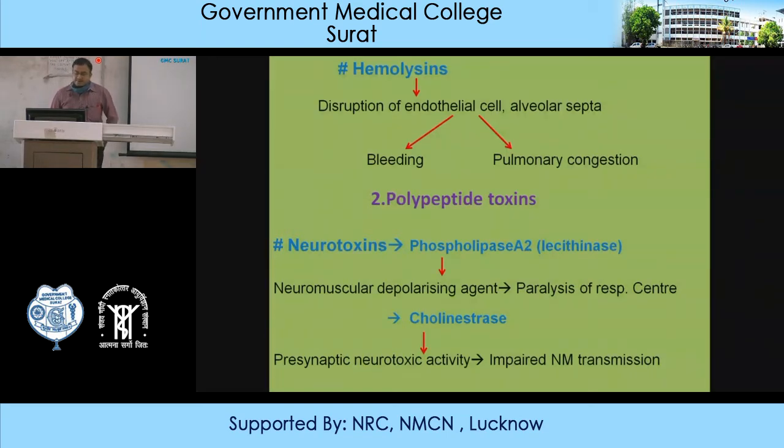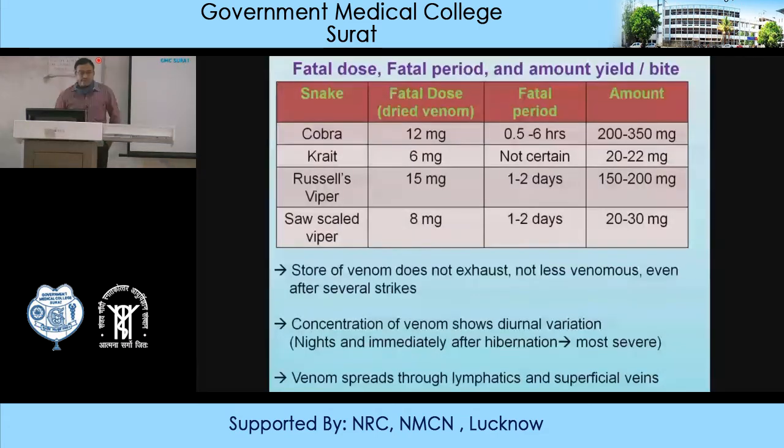Now the second one is polypeptide toxin, neurotoxin: phospholipase A2, lecithinase, a neuromuscular depolarizing agent, causing paralysis of the respiratory center. Cholinesterase causes presynaptic neurotoxic activity and impaired neuromuscular transmission, which leads to paralysis of the respiratory center.